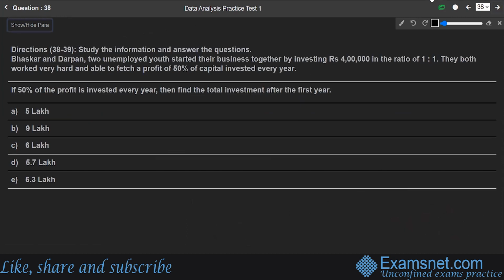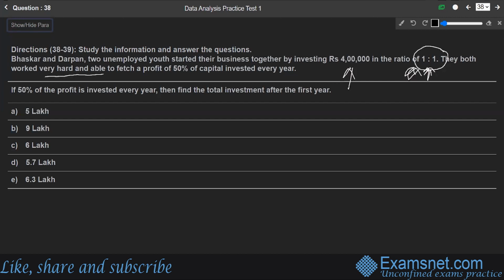Now, the question is: Bhaskar and Darpan, two unemployed youths, started their business together by investing 4 lakh rupees in the ratio of 1 is to 1. So we need to distribute this 4 lakh in the ratio 1 is to 1. Ratio 1 is to 1 means an equal ratio, and equal contribution is only possible when you divide the whole sum into two parts, and both parts should be equal.